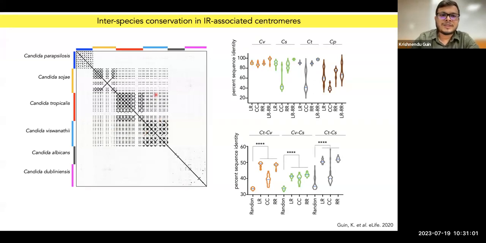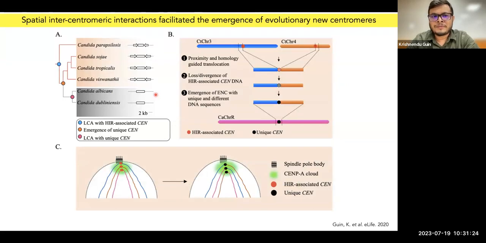So what I have told you so far is that the sequences of the last common ancestor were inverted repeat associated, and probably also homogenized within the centromeres. That probably facilitated the rearrangements between the centromeres that led to the loss of homogenized repeats. So based on these arguments and analysis, we could show that the centromeres in Candida albicans emerged from the last common ancestor that had inverted repeat associated sequences. When this last common ancestor went through inter-centromeric translocation, that led to loss of the homogenized inverted repeat associated centromere, and the unique centromeres were formed in Candida albicans that were evolutionarily new.